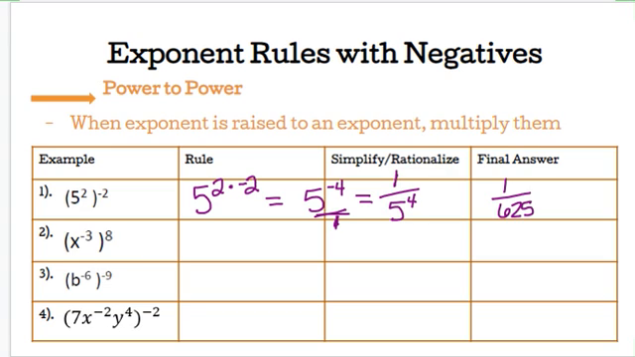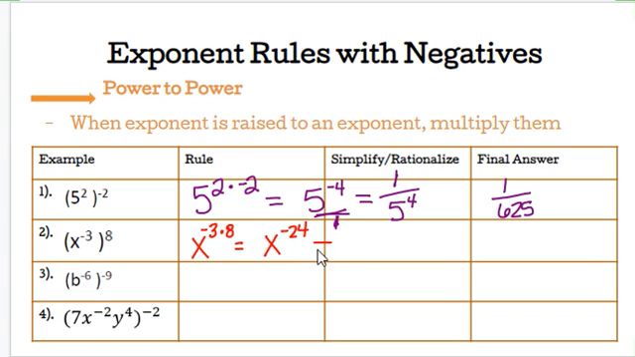All right, let's do example 2. For this one, we have x to the negative third power raised to the eighth power. So we're going to start with our power rule, which is keep the base, and our base is an x. And then we're going to multiply negative 3 times 8. So that's going to give us x to the negative 24th power, because 8 times 3 is 24, and a negative times a positive is a negative.